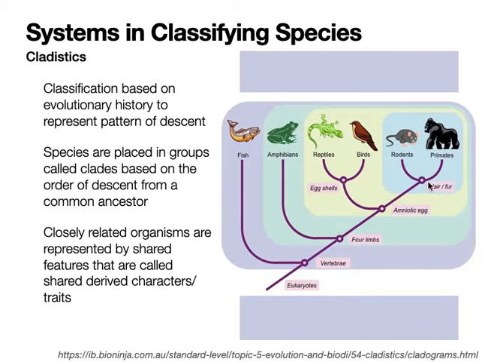Say for example, on the basis of hair and fur. So rodents and primates are considered in one clade on the basis of the presence of amniotic egg. So reptiles, birds, rodents, and primates can be considered in one clade. So closely related organisms are represented by shared features that are called the shared derived characters or traits. So ito yung mga naka-highlight in pink.